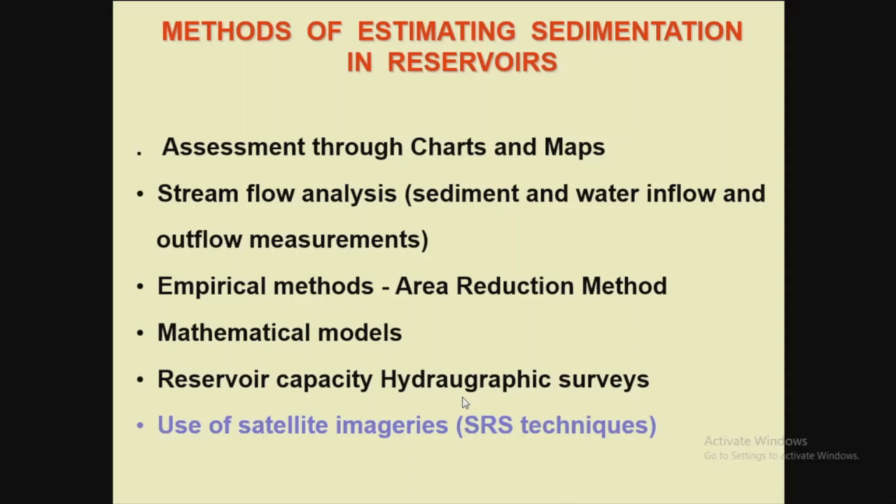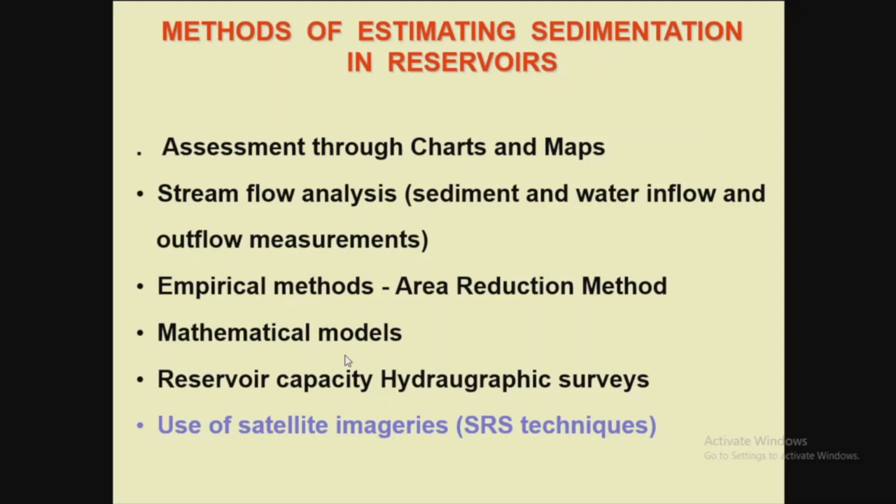Now, assessment through charts and maps, because a number of reservoirs are there in Himalayan regions, in Deccan regions, in northern area, in southern area, in northeast area. So from 1947 or even before that, research has been going on in Central Water Power Research Station and Central Water Commission, and good colleges are there. Our college, MITS, was a very old college, IIT Roorkee was a very old college. So they were doing research in this aspect, and they have some data of different reservoirs in these areas.